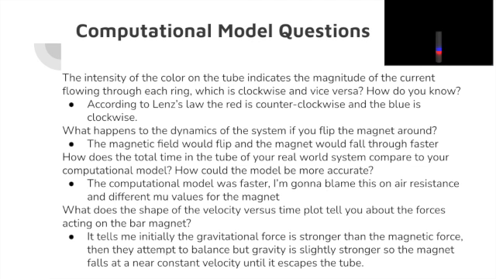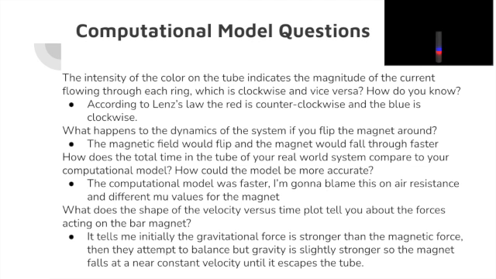Computational model questions. The intensity of the color on the tube indicates the magnitude of the current flowing through each ring, which is clockwise and vice versa. How do you know? According to Lenz's law, the red is counterclockwise and the blue is clockwise. Also, just context clues. What happens to the dynamics of the system if you flip the magnet around? The magnetic field would flip and the magnet would fall through faster as it would be propelled.